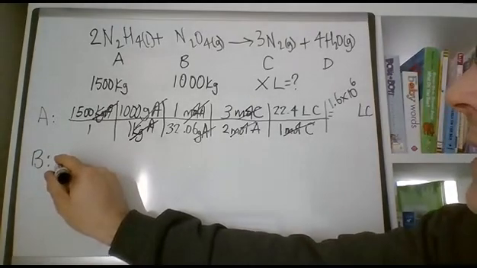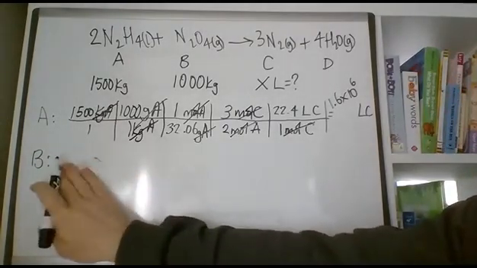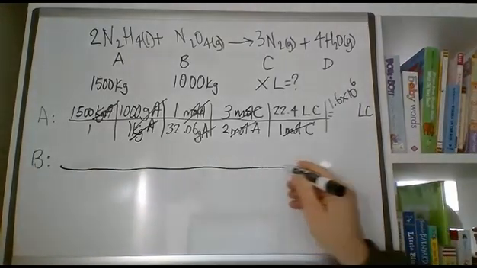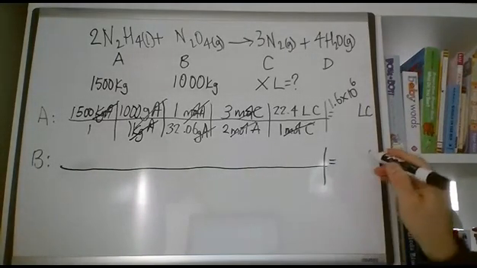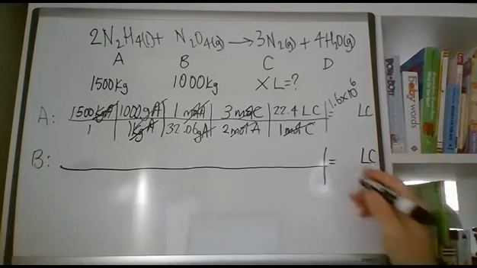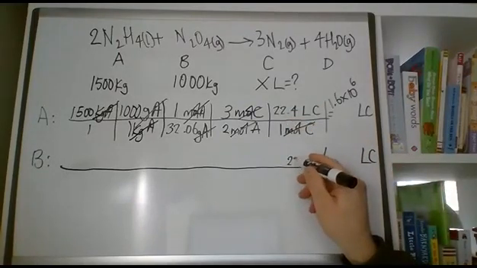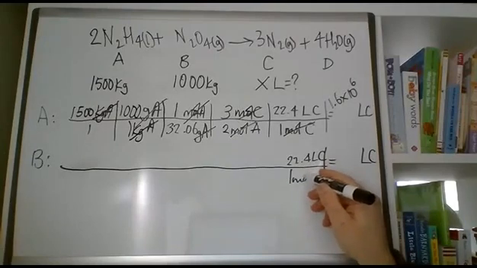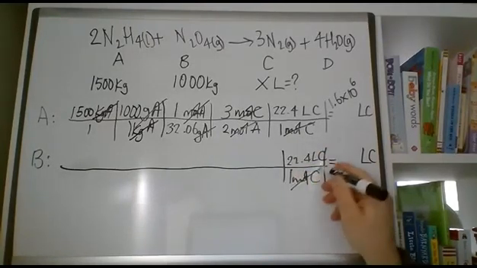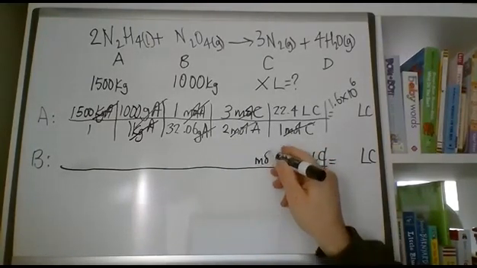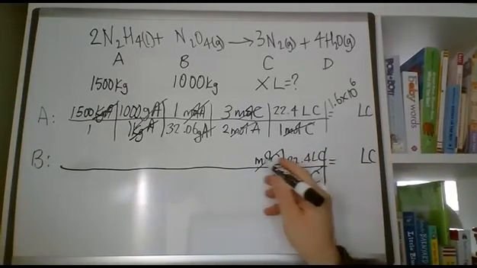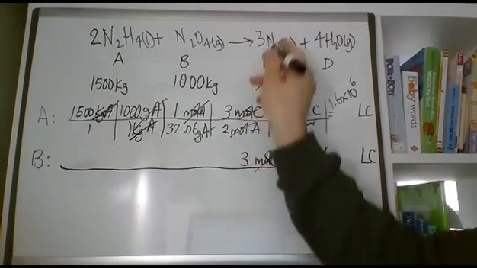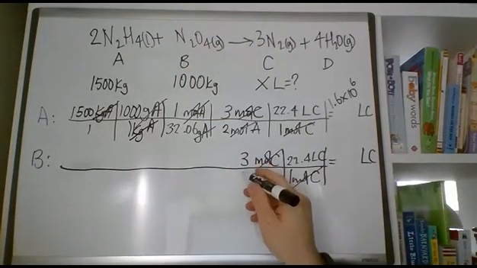We're going to do a similar calculation for B. We can't comment on our results for A yet because we haven't looked at B. Again, 22.4 liter of C is equal to 1 mole of C. The unit here goes here. I know that 3 moles of C is equivalent to only 1 mole of B.